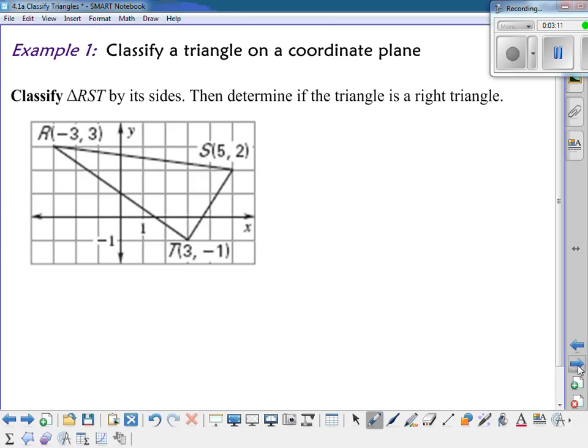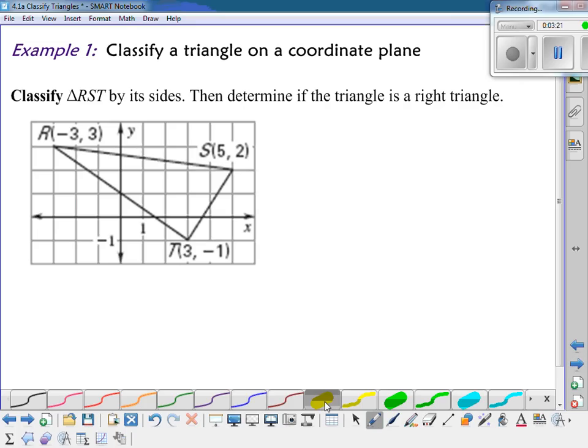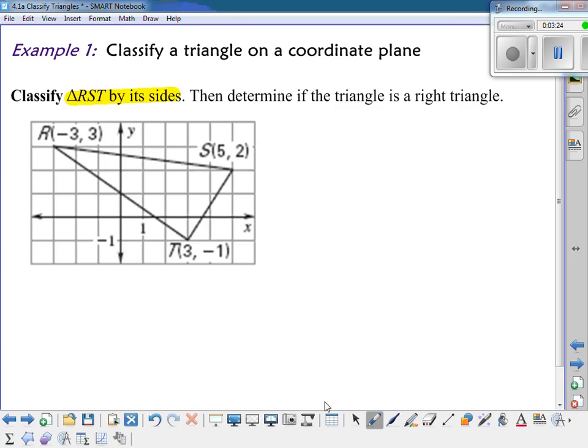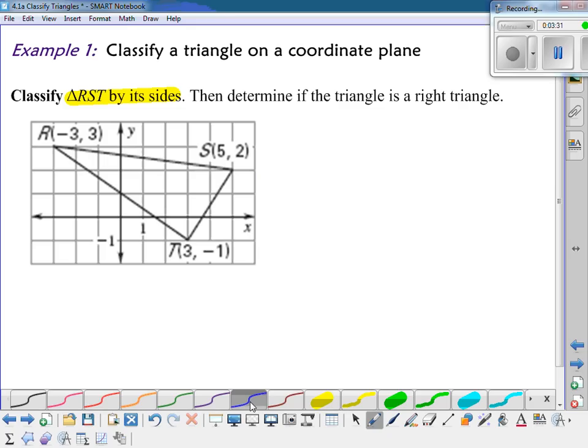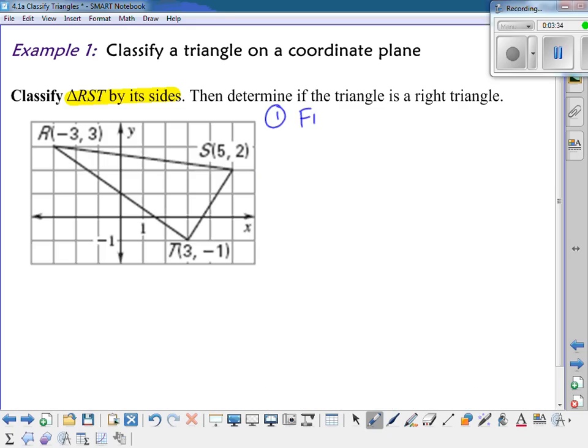So, for example 1, we're going to classify a triangle on a coordinate plane. We're going to classify it, and then we're going to determine whether or not it is a right triangle. So first of all, it says classify by its sides. So by sides, that means, is it scalene, is it isosceles, or is it equilateral? So the first thing I'm going to have to do is find the lengths of each side. And so I'll use the distance formula, or you can use the Pythagorean theorem.